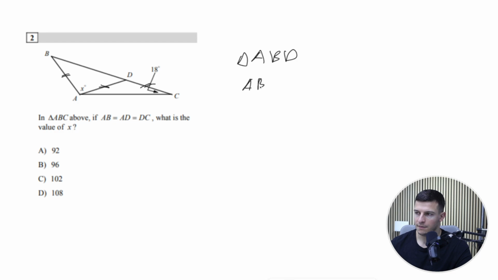We know that AB is equal to AD, which means angle B is going to be equal to angle D. So these base angles, in this case BD is the base, are equal to each other. But we also know AD and DC are equal to each other, which means this angle and this angle are also going to be equal to each other. Okay, we know one of them is 18. And we're looking for the value x.